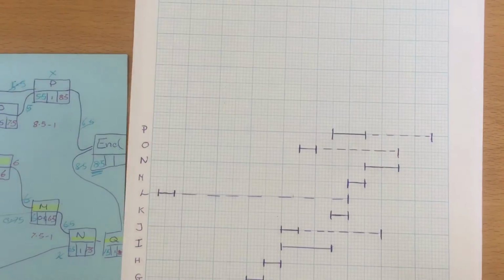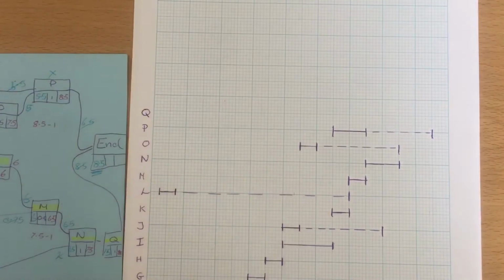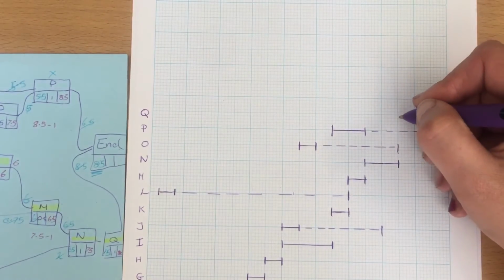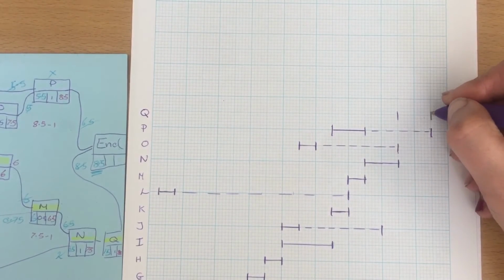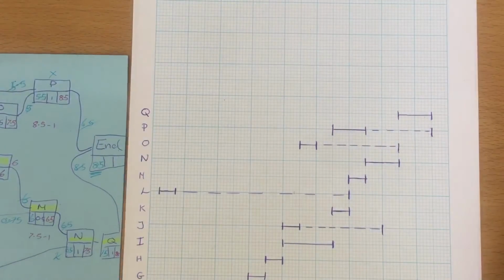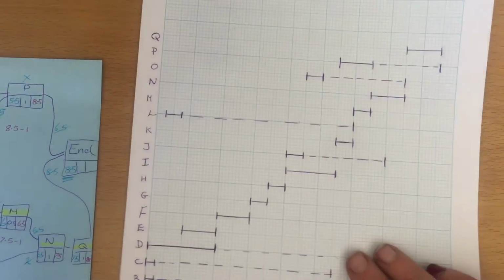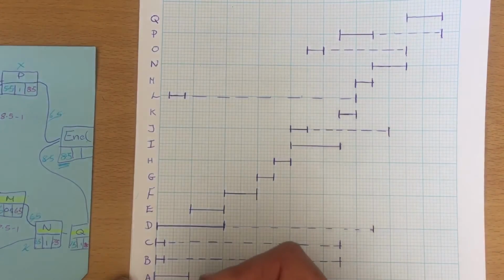And lastly, we have Q. So Q is starting at 7.5, which is here, takes 1 and finishes at 8.5. So a relatively nice double check that we can do is looking at our critical path.